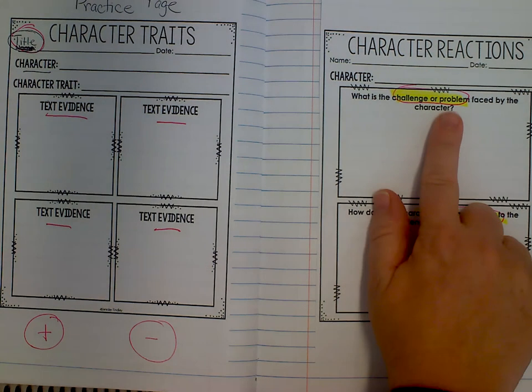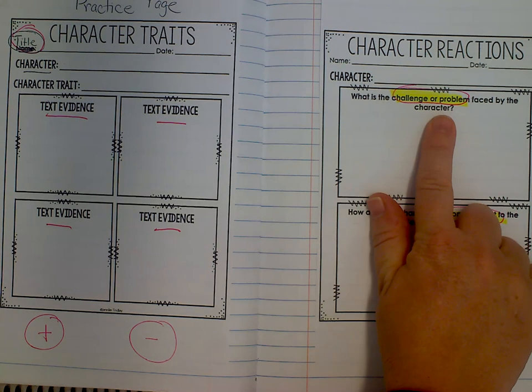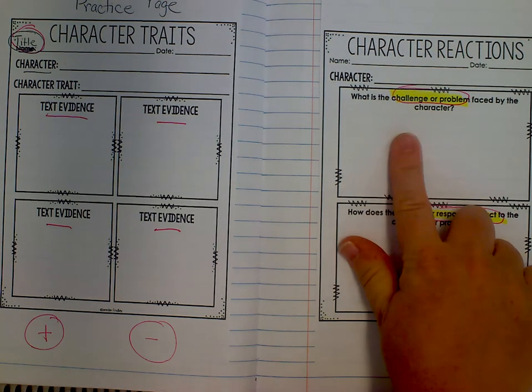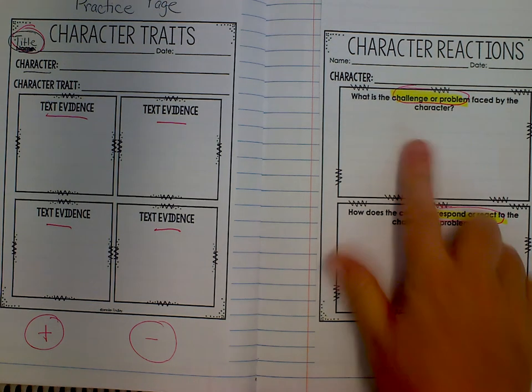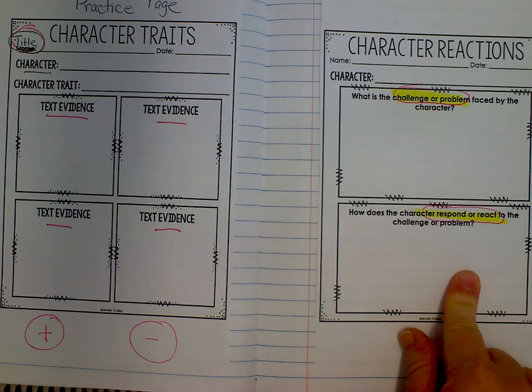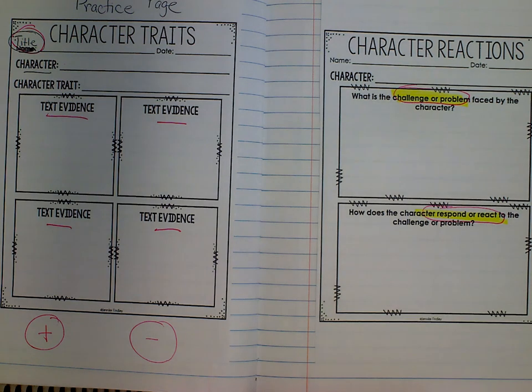The second part is to think about how your character reacts to problems or challenges. So you think about what is the problem the character is facing and how do they respond to that. Characters are very important parts of stories. And so as we're reading, we always want to think about what those characters teach us as readers about how we should act or how we should not act in our own daily lives.